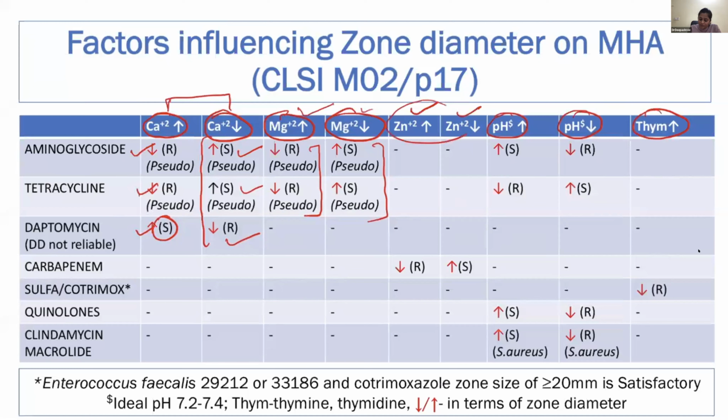What is the role of zinc? If there is zinc excess or reduction, it will mainly affect our cotrimoxazole disc. If the zinc concentration is high, you get false resistant results, and if zinc concentration is low, you'll get false susceptible results.